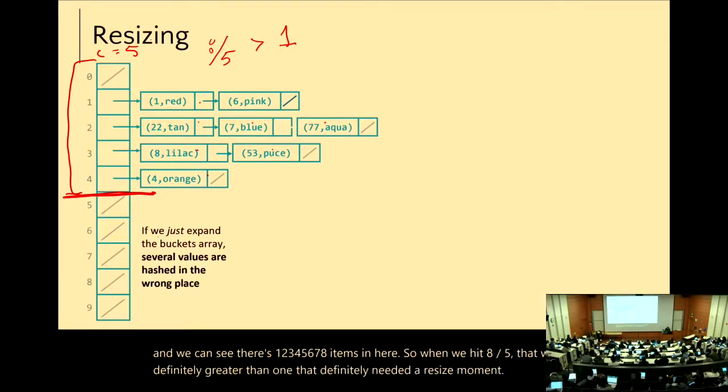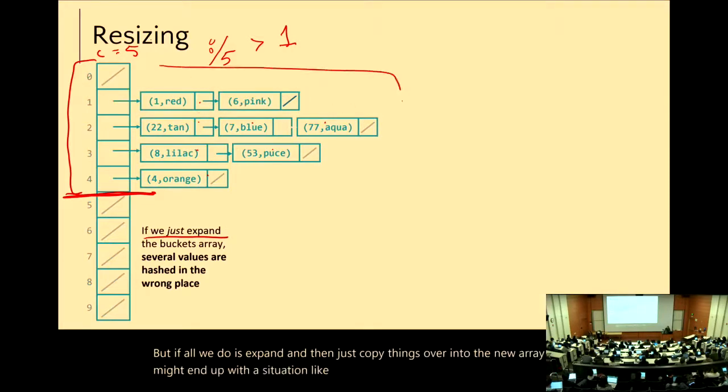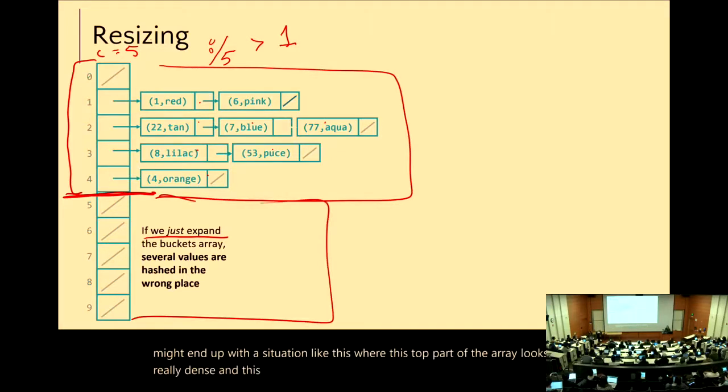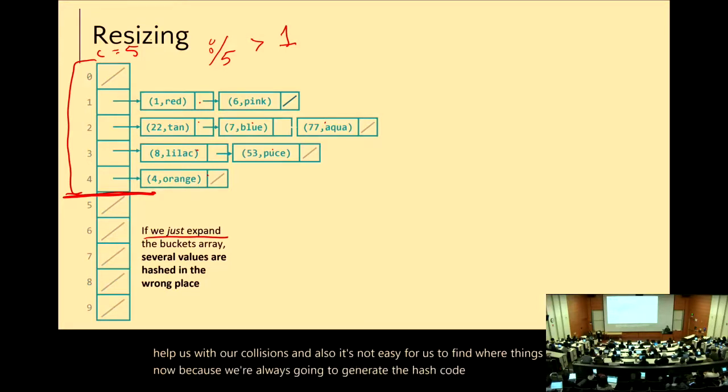But if all we do is expand and then just copy things over into the new array, we might end up with a situation like this, where this top part of the array looks really dense and this bottom part of the array is really sparse. That didn't help us with our collisions. And also, it's not easy for us to find where things are now, because we're always going to generate the hash code, mod it by table size, and that's our deterministic bucket.